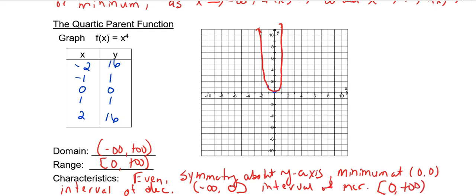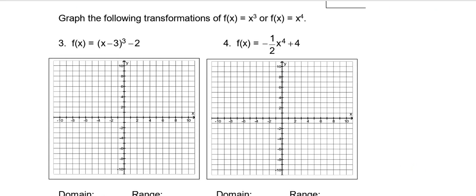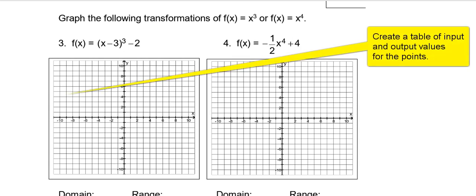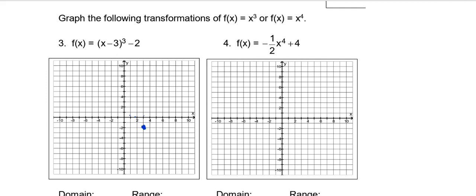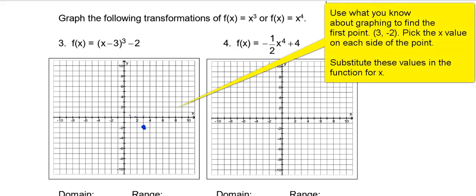Alright, that's about that. Now we're going to take some of this information. We've got a couple of functions here that we're going to graph. Our f of x is x minus 3 cubed minus 2. I'm just going to create a table of values. First of all, we're going to plot our first point by moving over to the right 3. Remember, x's lie, so if it's in parentheses, we do the opposite. And we're going to go down 2.